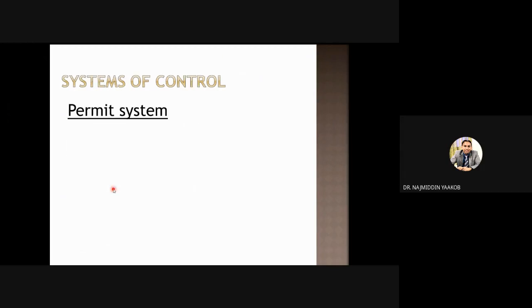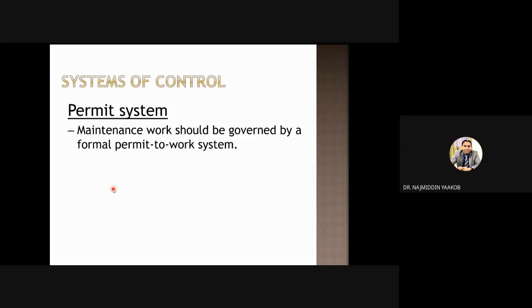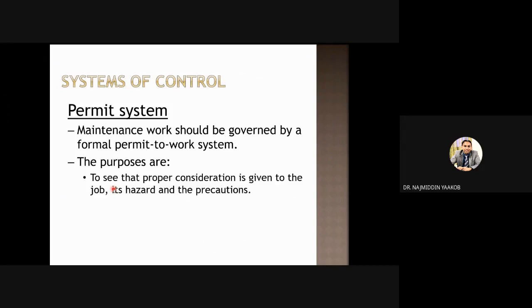And how do you control the system of your maintenance? You use your permit system. When you do your maintenance, it should be governed by a formal permit to work system, PTW. We call it PTW. Why do you need a permit in order to do your maintenance?